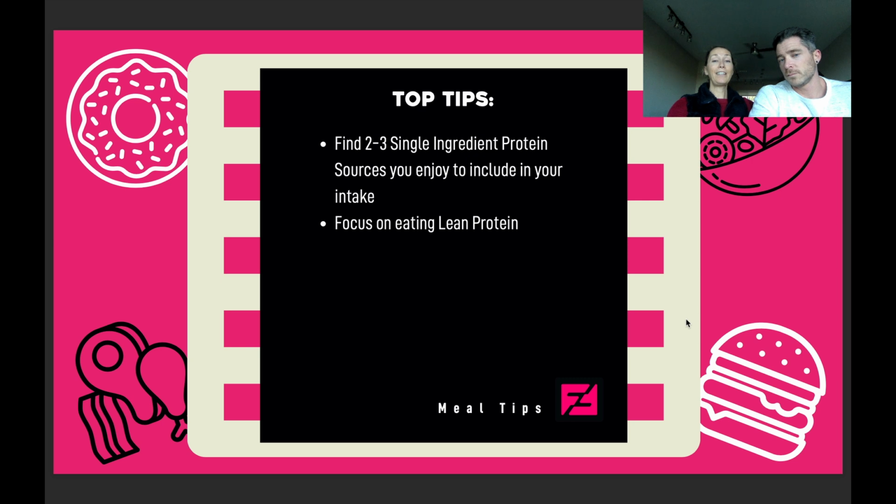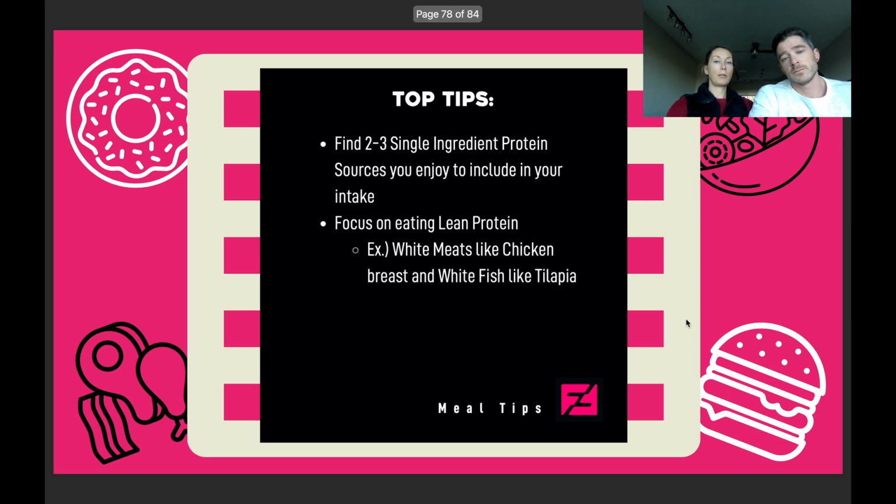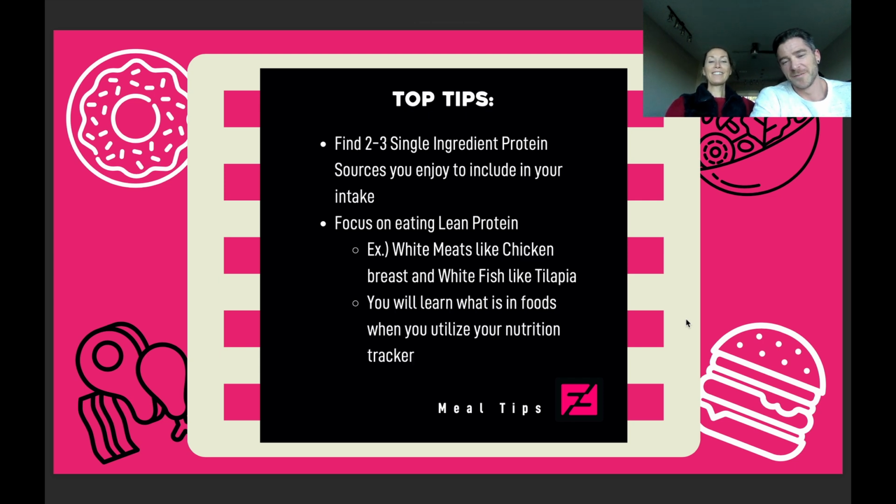Focus on eating lean protein. That's going to give you your biggest bang for your buck when it comes to protein and keeping the fats down, because fats will take up quite a bit of calories depending on the amount you're eating. Make the meals a little more enjoyable because you have more going on. Exactly. So lean proteins like white meats such as chicken breast, chicken thighs, white fish such as tilapia, cod, swai, I don't know how you say it. And as I was saying earlier, you will learn what is in foods when you utilize your nutrition tracker. When you start putting those in and picking different entries, you'll see what is in each of those things.